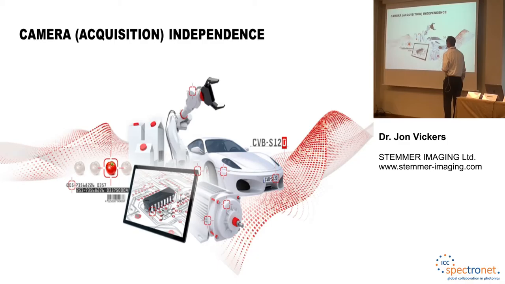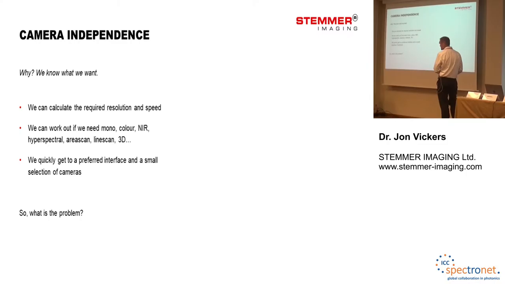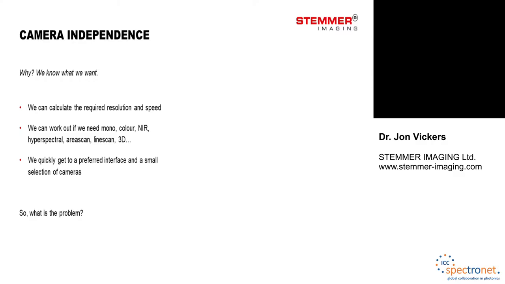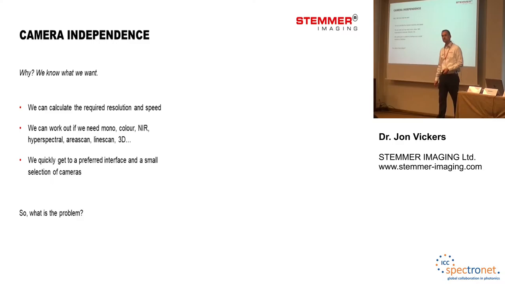So camera or acquisition independence, what does this mean? First of all, why do we care? We know what we want. One of the things I do is I give the introduction to machine vision training, where the first thing we do is say, how do you decide what camera you want? Well, we can calculate the resolution you need, we can calculate the speed of the camera you need, we can calculate the exposure time. So you quickly get to the preferred camera.